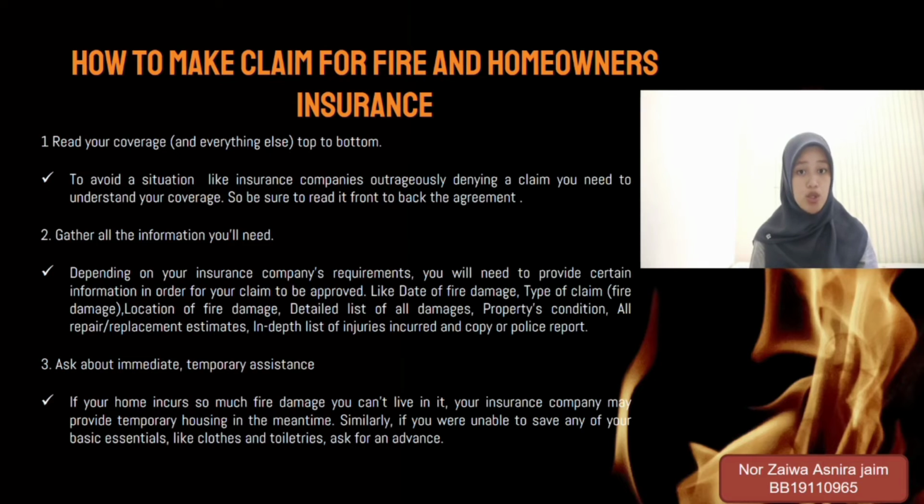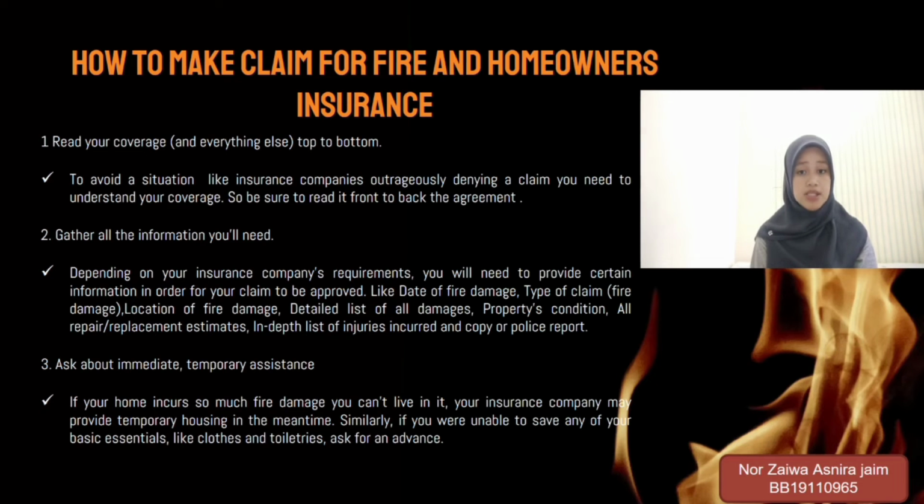Today I want to talk about how to make a claim for fire and homeowner's insurance. The first step is you need to read your coverage. To avoid a situation like the insurance company rejecting or limiting a claim, you need to understand your coverage. The second step is to gather all the information you need. Depending on your insurance company's requirements, you will need to provide certain information in order for your claim to be approved, like the date of fire damage, type of claim, details of the damage, and police report.